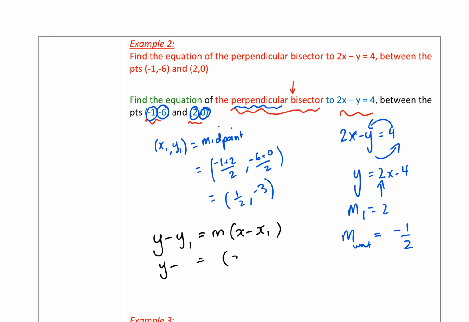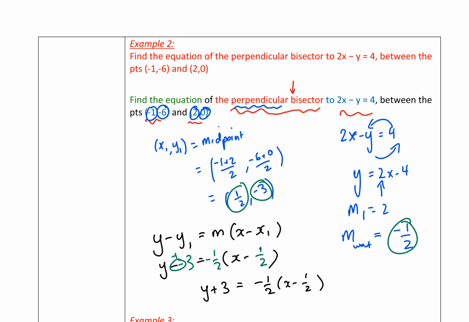I can substitute some things in here. I know that my point is 1/2, negative 3. So you see that that's actually a plus now. And my gradient is negative a half. So I end up with this odd thing that looks like y plus 3 is negative a half, x minus a half.